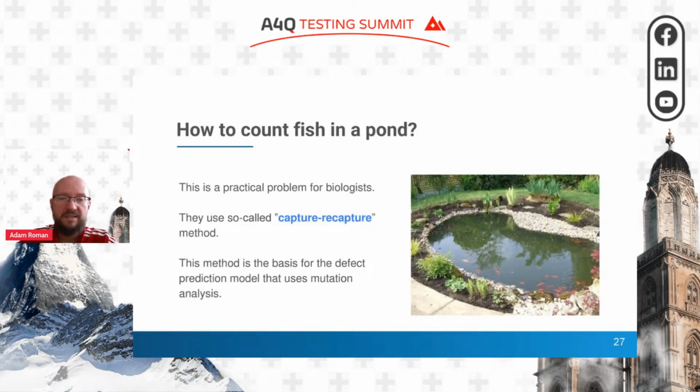And now the second application of mutation testing, defect prediction, so-called mutation analysis. Let's start with some practical problem which biologists have. Biologists often want to count some animals in a given space. For example, they want to count fish in a pond, let's say a very large pond, right?